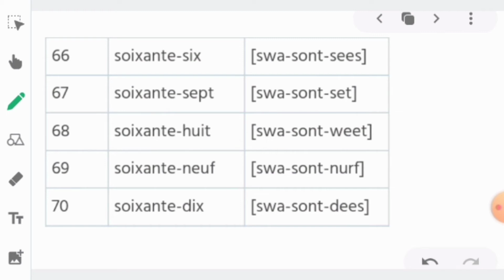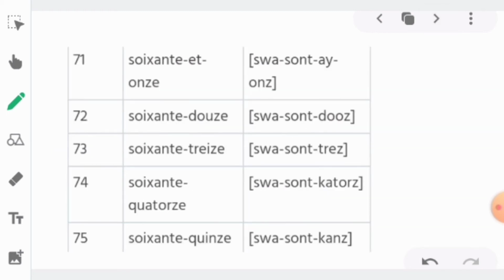Now 71, how will you write 71? So 71 is 60 plus 11, not 70 plus 1, as there is no special word for 70, na. Toh 60 plus 11, toh 60 ko hum bolte hain soixante and 11 ko hum bolte hain onze. Toh 60 plus 11 is 71, and for 71 there is a word et which should be written in between. Toh soixante et onze for 71.